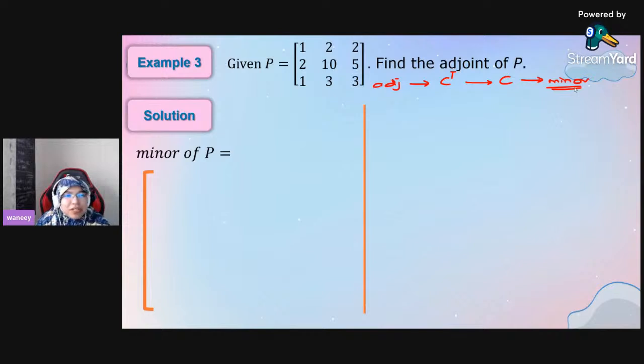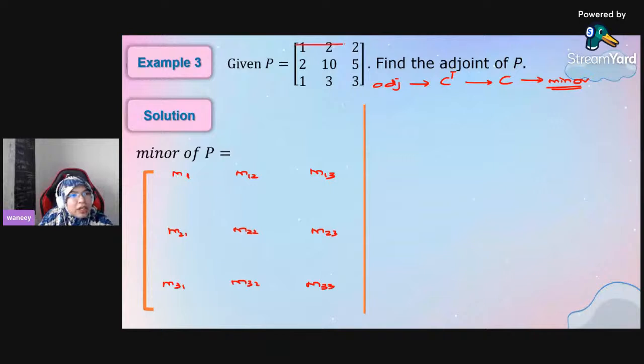Okay, so delete the first row, delete the first column. Okay, so we got M11, M12, M13, M21, M22, M23, and then M31, M32, M33. Okay, so M11, delete first row, delete first column. First row, delete them. And then first column, you delete this one. So you are going to get 10, 5, 3, 3.